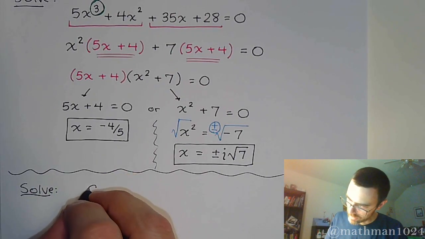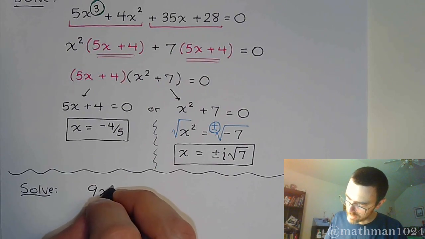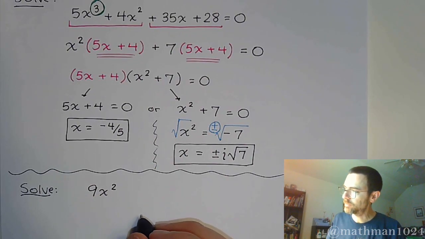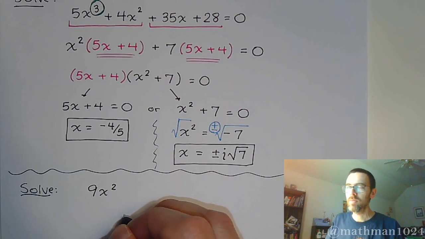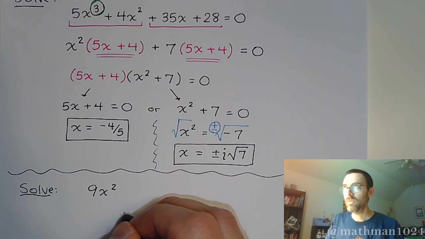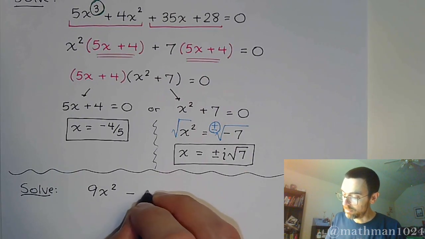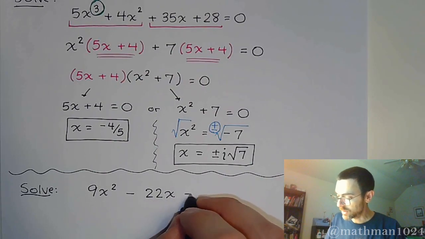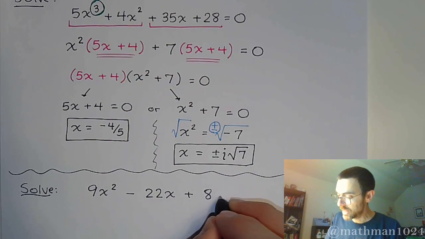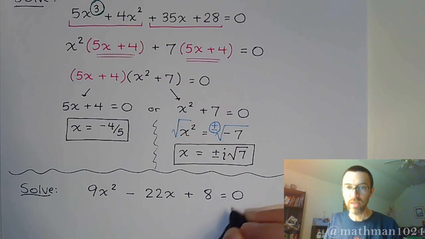Okay. Let's try 9x squared minus 22x plus 8 equals 0.